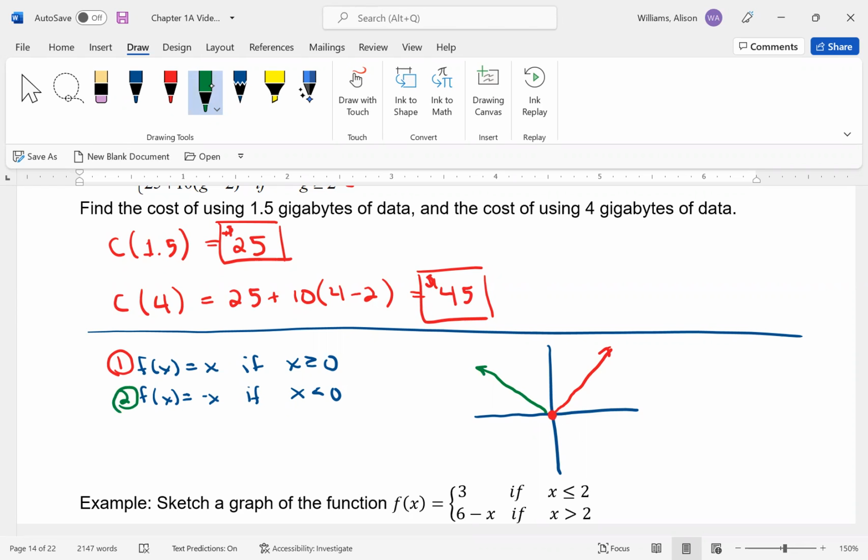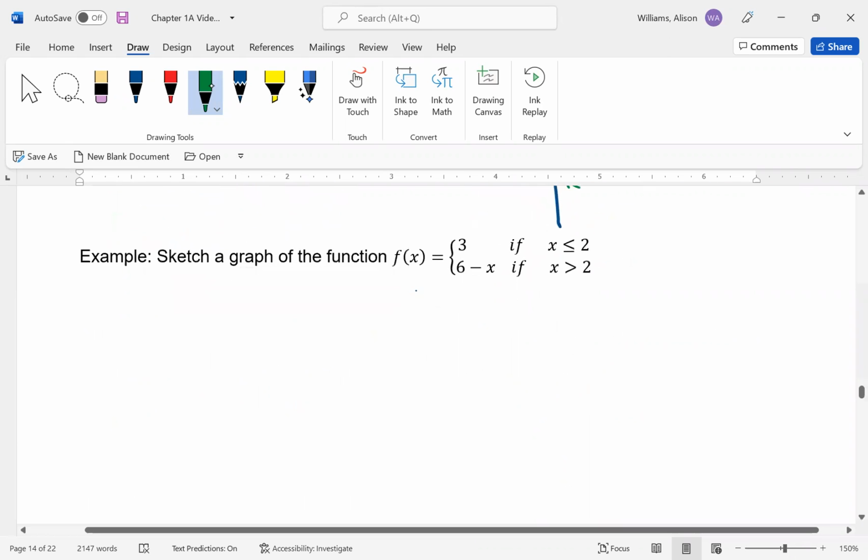That's how you graph a piecewise function. You do it in parts. You do each graph based on its restriction, and then you put them together. Sometimes they connect like they do here. Sometimes they don't. Let's look at this graph.